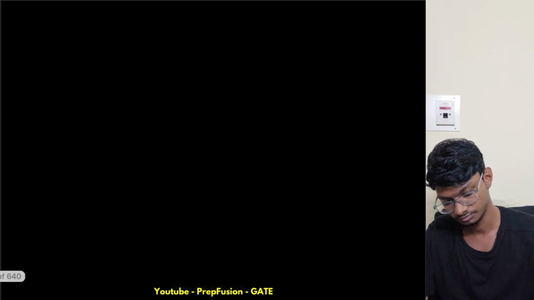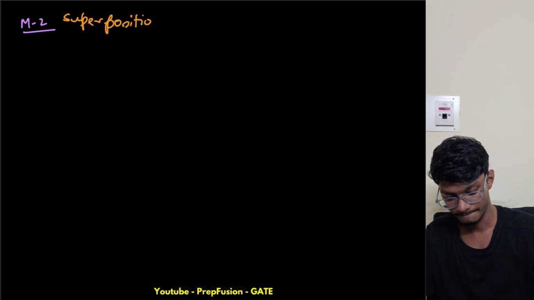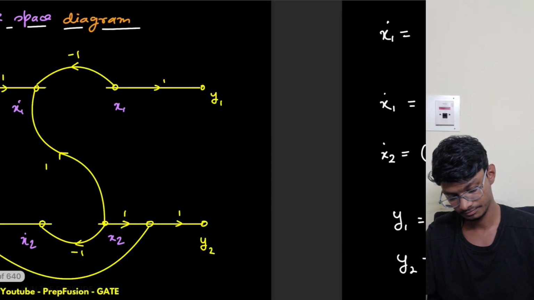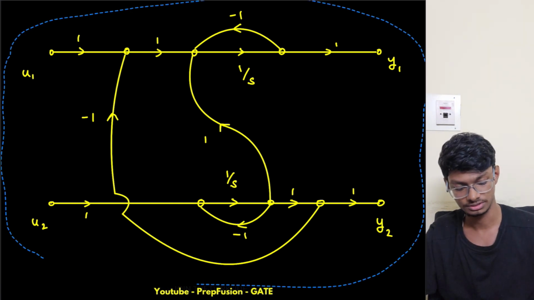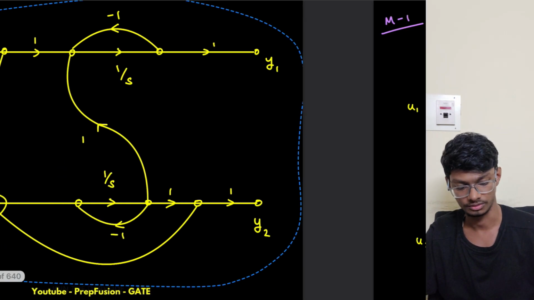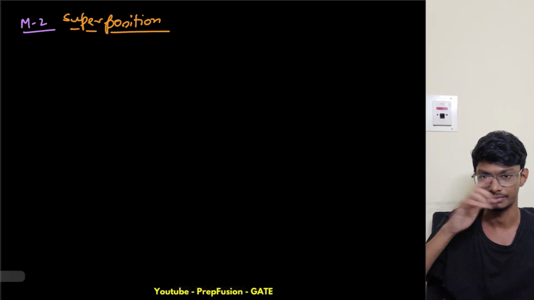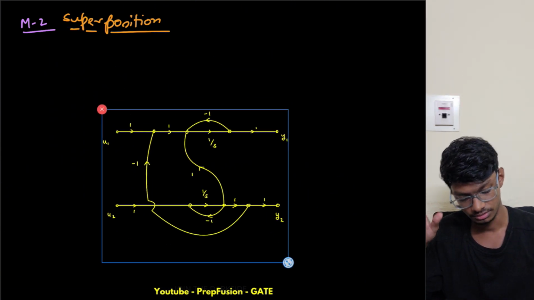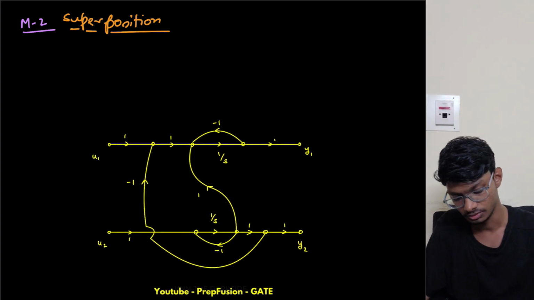So method 2, superposition. What I will do is simply copy this one, not that one, because that was for state space in the time domain. So I will solve this directly in the Laplace domain now. We will use the SFG formula, the Mason gain formula, but we will solve this individually. So I will make this smaller, and now I will solve this.